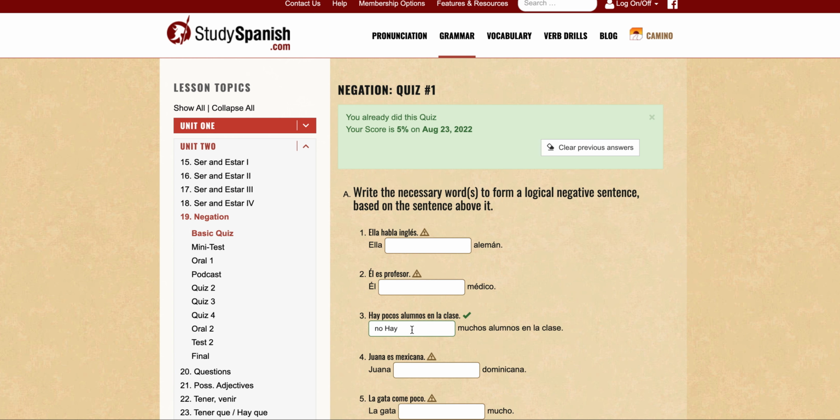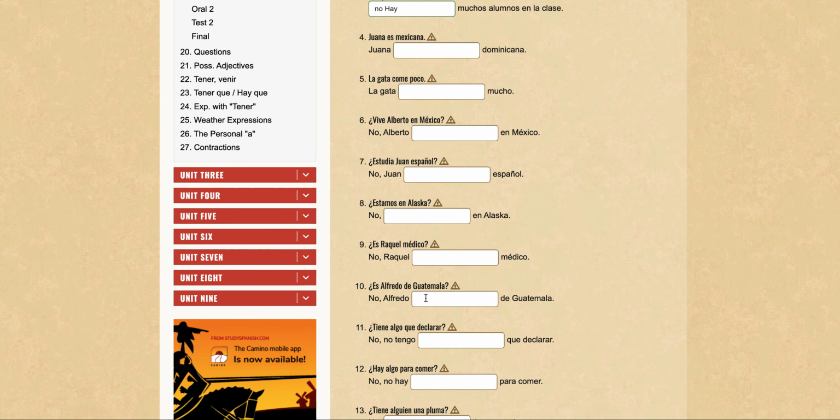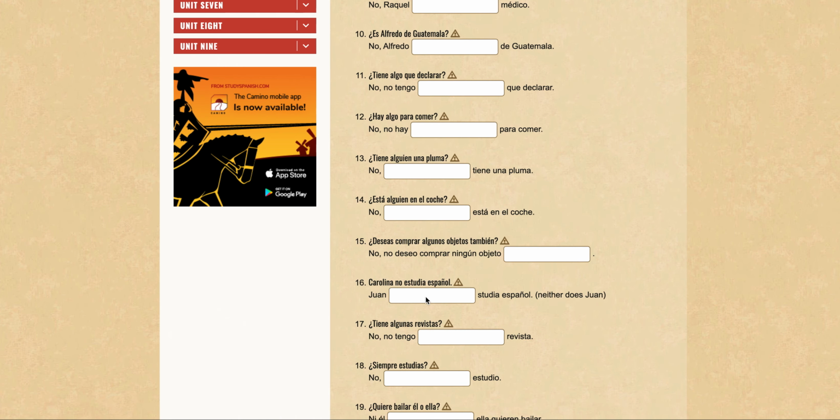So I just realized that "hay" means there are, so that in itself is like a verb, right? And the basic principle is you need to add "no" before the verb. So "no hay muchos alumnos en la clase." Okay, and then we had 16 and 17.